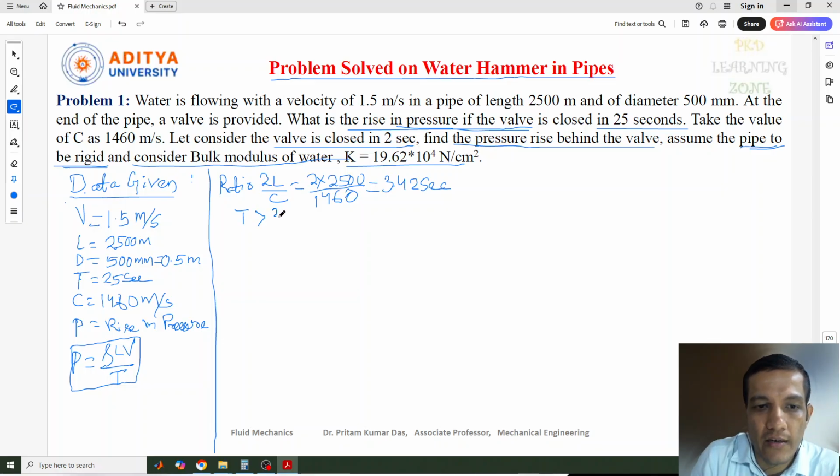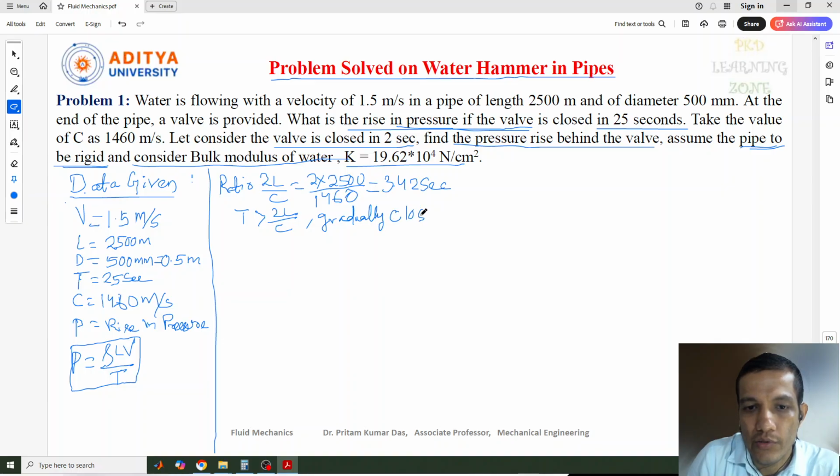So we know that T is greater than 2L by C. That means the valve is gradually closed. If the value of T is greater than 2L by C, then the valve is gradually closed. If T is less than this, then it is suddenly closed. Like that we need to consider.